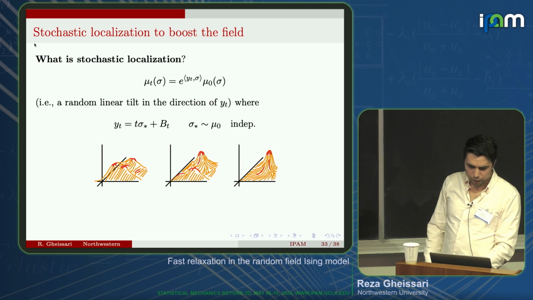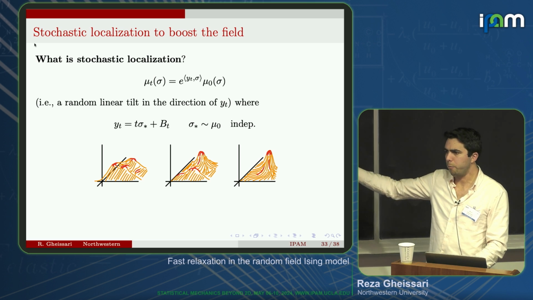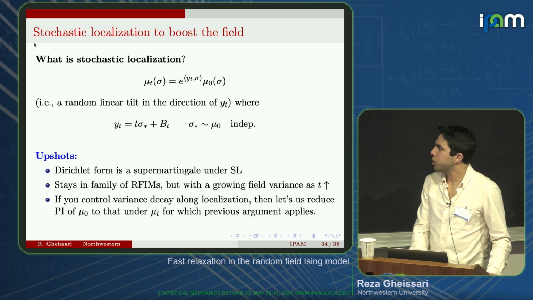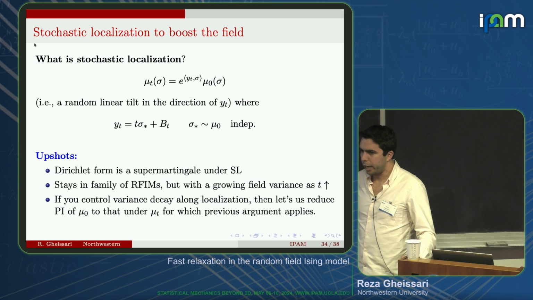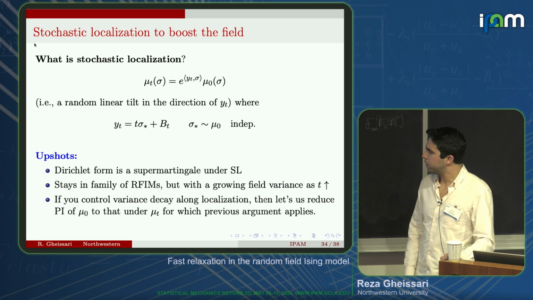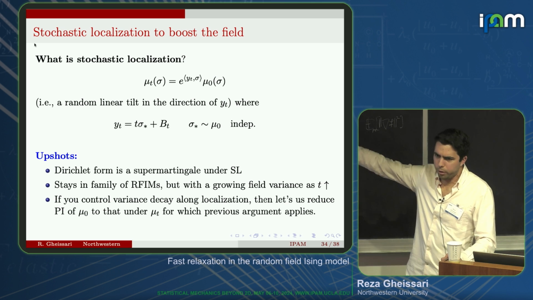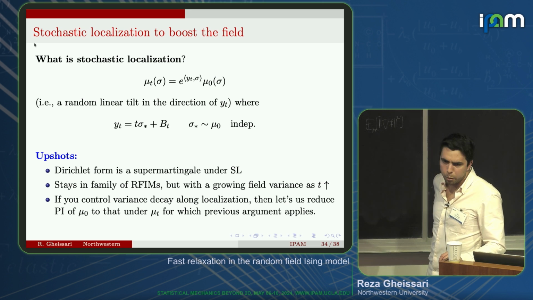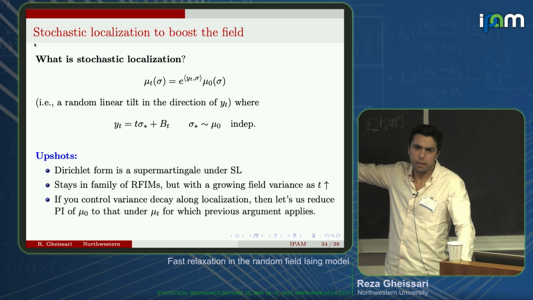So let me give a flavor for how this kind of localization is helpful for mixing time bounds. The upshots of this process that have been used to great extent for bounding mixing time and spectral gap for spin glasses in recent years, and also for very different contexts like slicing and KLS that are not related to Markov chains, but where stochastic localization has been helpful, is the following set of observations. So under this process, the Dirichlet form is a supermartingale.